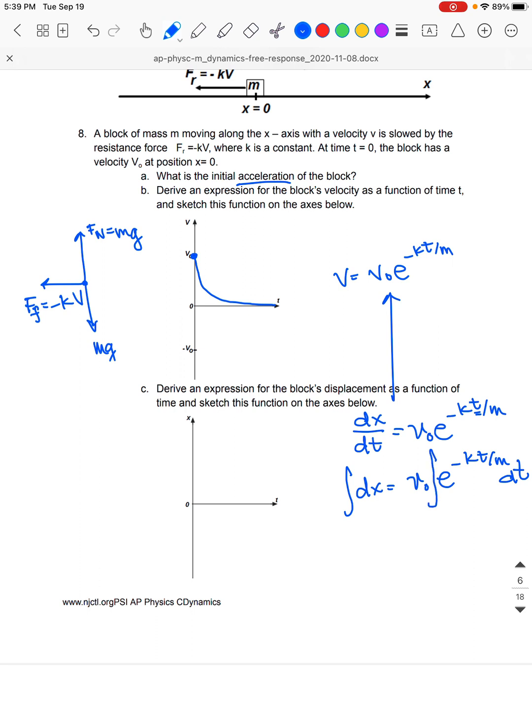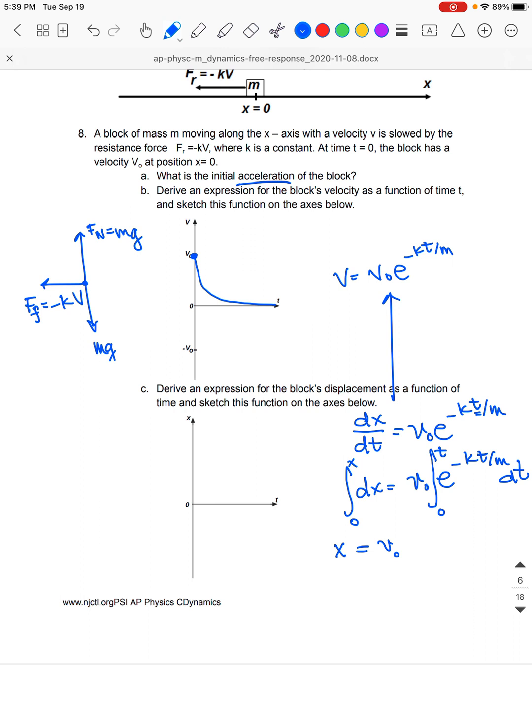I'm going to leave the v naught out. x starts at 0 and goes to some displacement x. t starts at 0 and goes to some time t. The integral of dx is just x, and if I go from x minus 0, it just leaves it as x, so I'm not going to do that work.